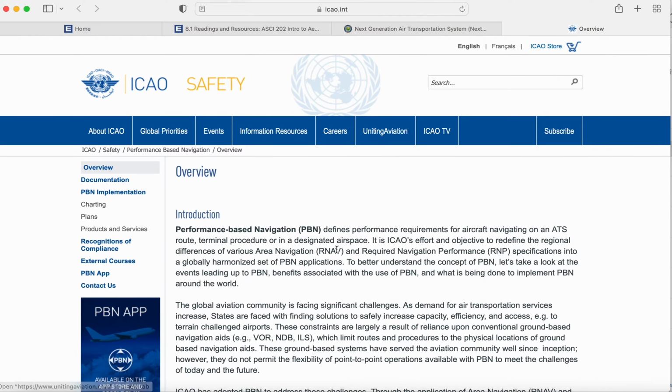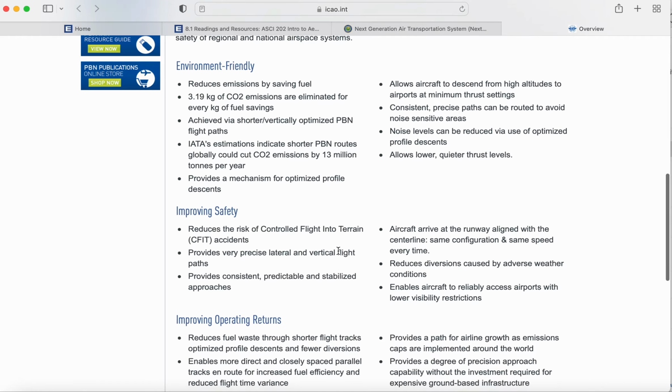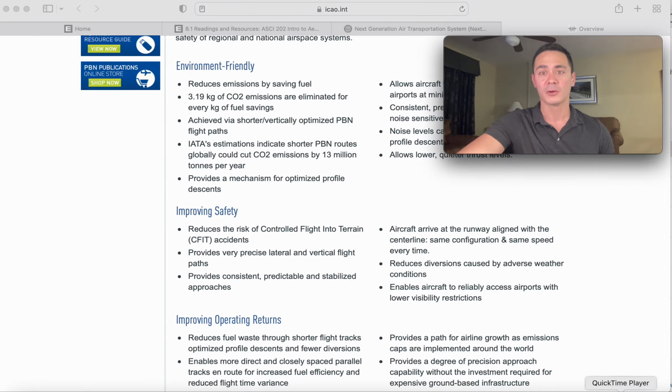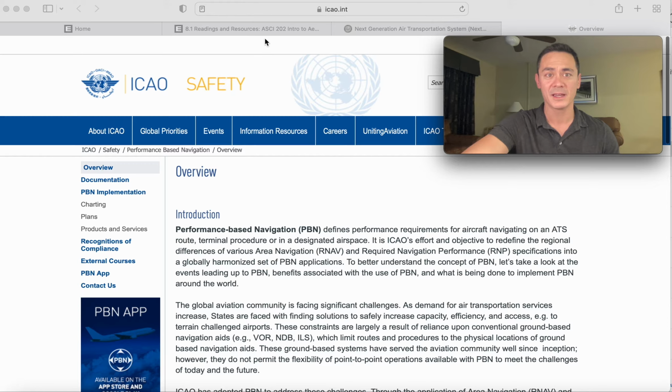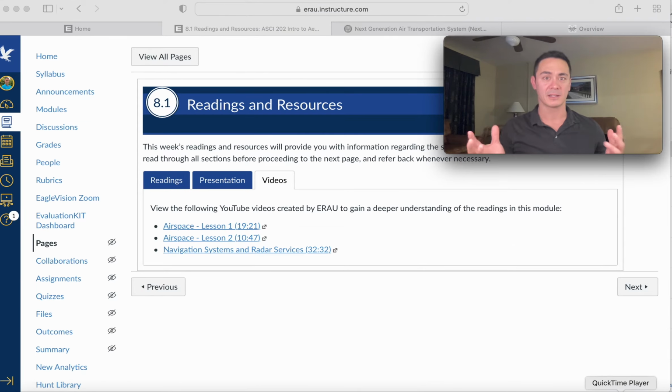Next is going to be the ICAO safety website. In this website, you're going to see how ICAO is tackling this problem. Remember, you have the national system, which is the FAA and the National Airspace System, and then ICAO, which is pretty much governing everybody around the world, and then individual governing bodies govern their countries as applicable. Those are going to be your readings and resources as we move throughout this module.